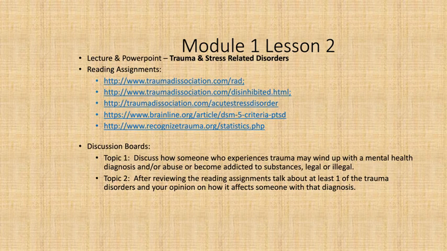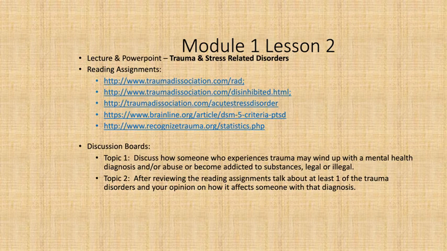So you can see here on Lesson 1, you've got the reading assignments there. Then you've got discussion topics. Discussion topic 1: discuss how someone who experiences trauma may wind up with a mental health diagnosis or abuse or become addicted to substances, legal or illegal. Again, what I'm looking for here is your insight. What happens to people who experience trauma? What can occur to someone and lead to a mental health diagnosis? How does someone become addicted to substances or abuse substances? Those types of things. I'm really interested in your thoughts in our discussion boards.